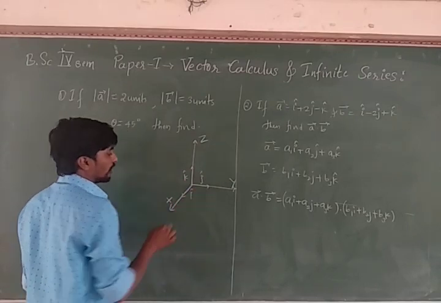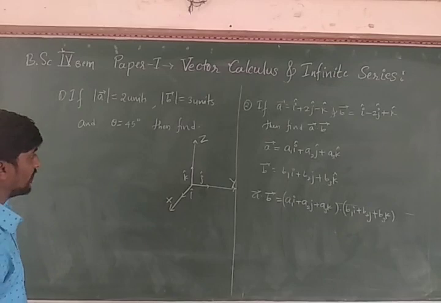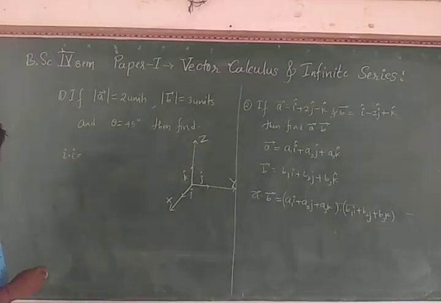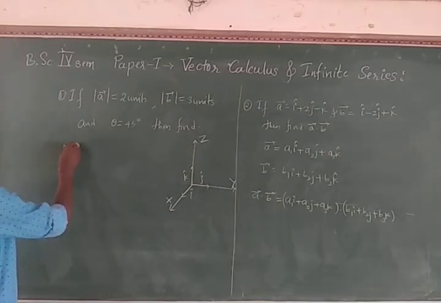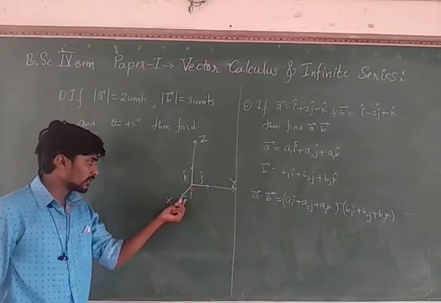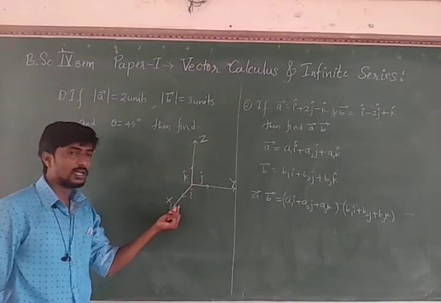Okay, so we know this. Yes. So now here we are calculating i dot i. So what is i dot i? We are calculating the dot product of two vectors, and both are unit vectors. One vector is along this way, and the other vector is also along this way.